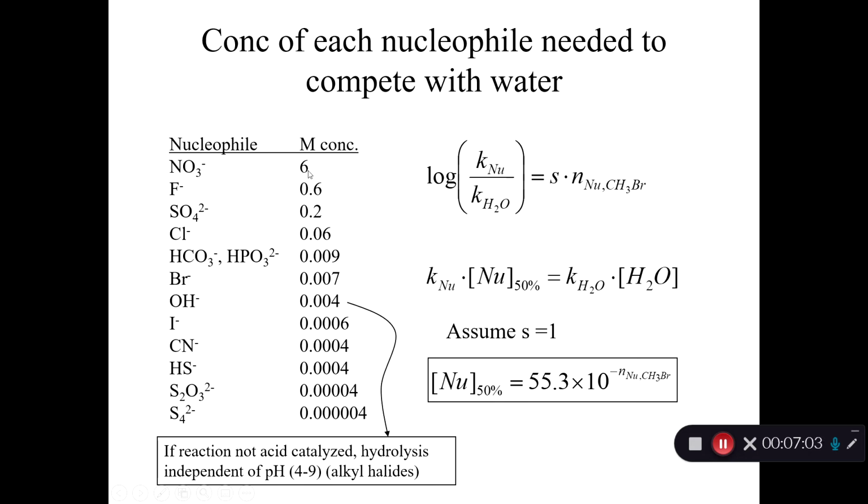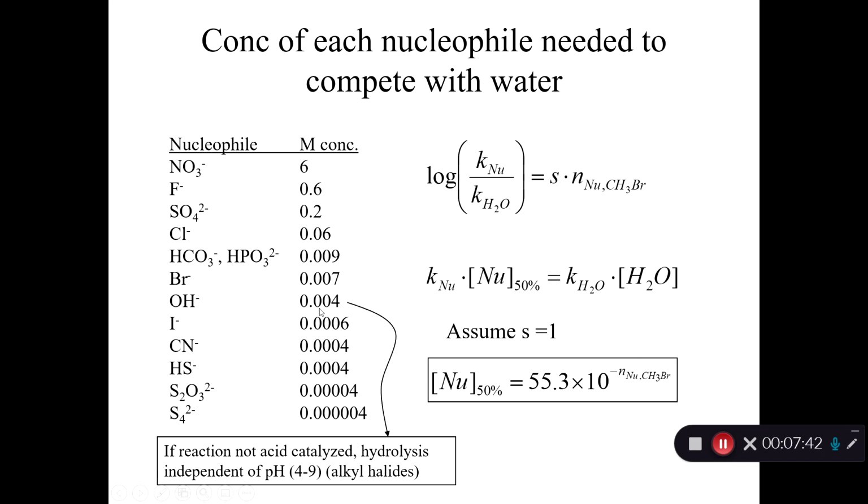And so for something like nitrate, you would need like 6 molar nitrate. That's incredibly high. If you got 6 molar nitrate, you have much bigger problems than nucleophilic reactions. Fluoride, this is still quite high, 0.6 molar. That's not going to happen. Sulfate, maybe you'll get there. Chloride, you're definitely going to get there in seawater, right? Seawater is already 0.5 molar. So in seawater, chloride can outcompete water as a stronger nucleophile. Carbonate and phosphate can sometimes achieve these levels where they become important nucleophiles. This is not an uncommon concentration that you might find for bromide in seawater.